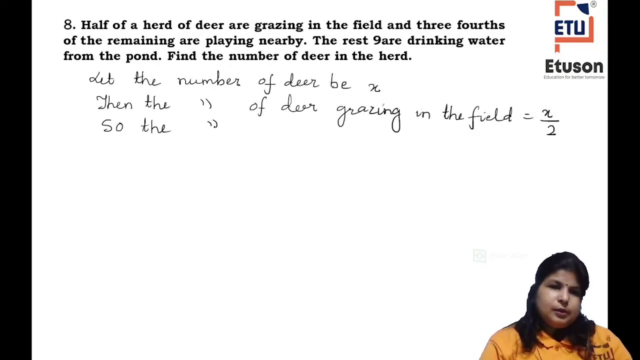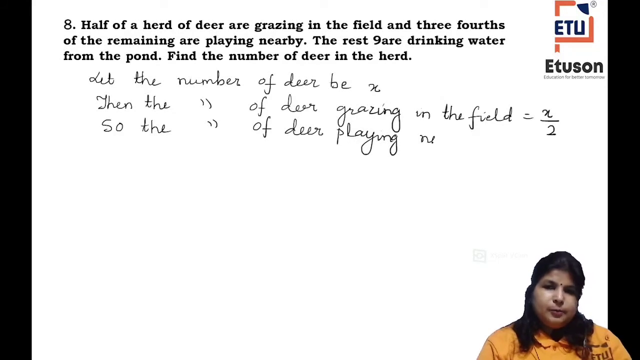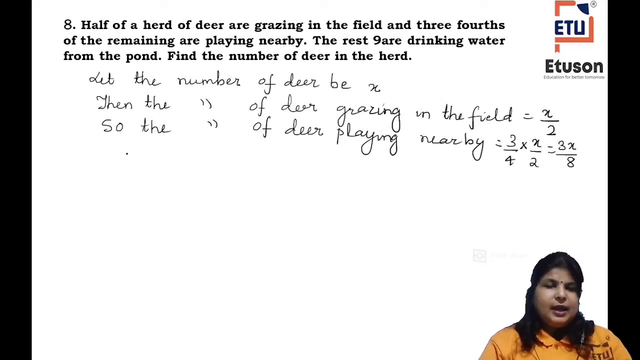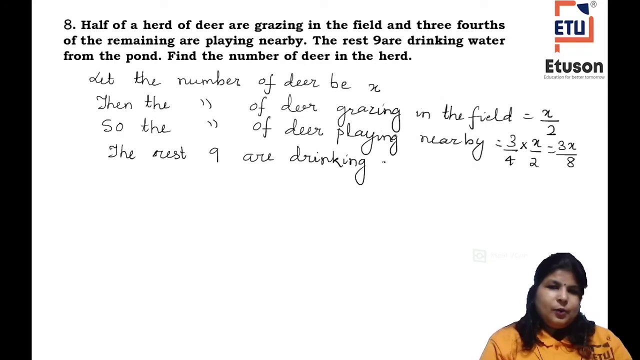So the number of deer playing nearby is equal to 3 by 4 into x by 2, that is 3x divided by 8. The rest 9 are drinking water. So the rest 9 are drinking water. Okay.